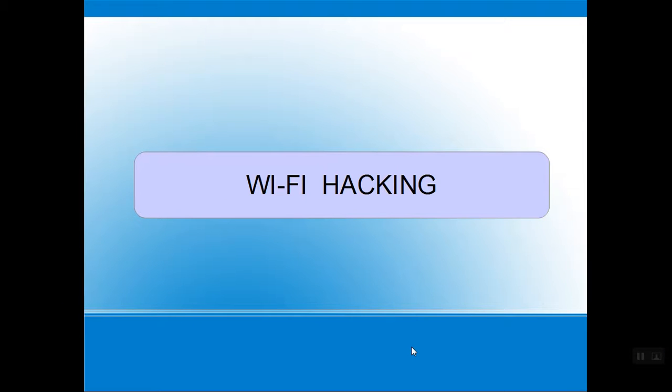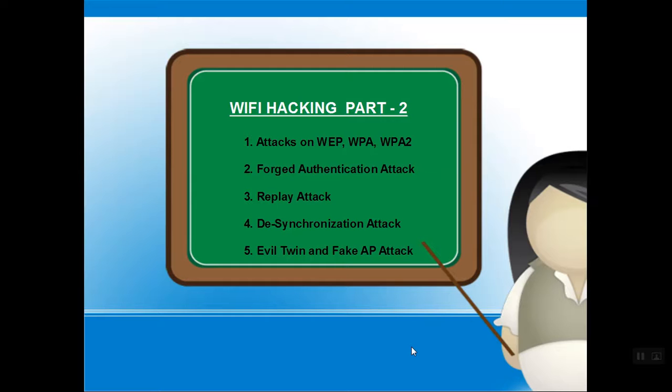So, in this video, or in this slide, we'll learn about Wi-Fi hacking, and this is Wi-Fi hacking part 2. If you missed Wi-Fi hacking part 1, you can find that video on this channel. But here I'm going to start with Wi-Fi part 2. In this slide, we're going to learn about attacking WEP, WPA, WPA2, and fake authentication attack, then replay attack, then desynchronization attack, and evil twin or fake ARP attack.